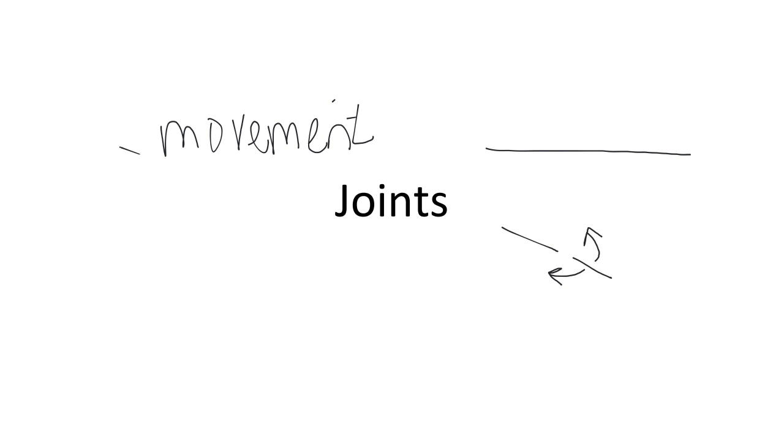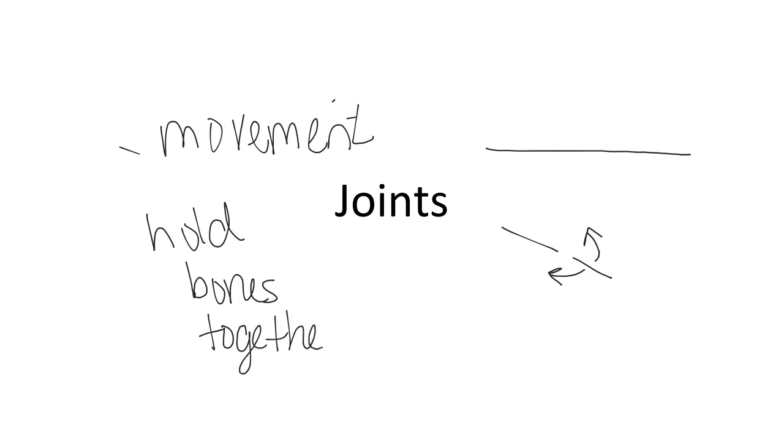So the joints allow for movement, and because they are these spaces between the bones where the bones come together, they actually help hold the bones together. And we're going to be focused on bunches of different types of joints and looking at some examples of them. And once again, lots of vocabulary.